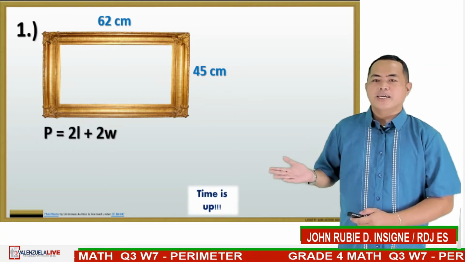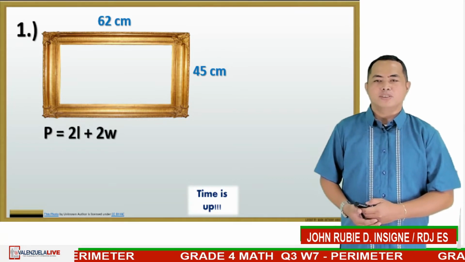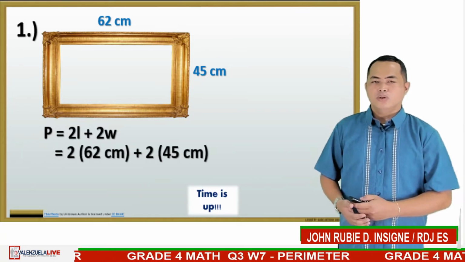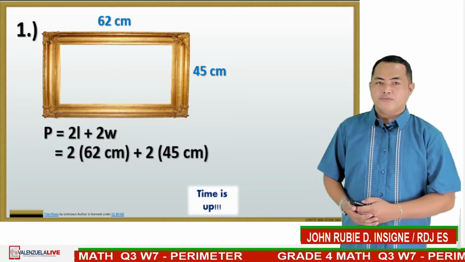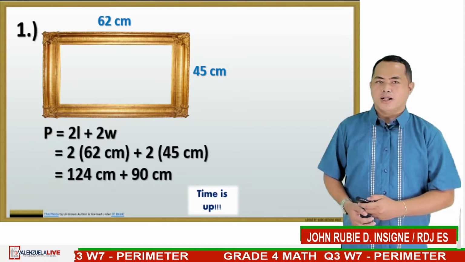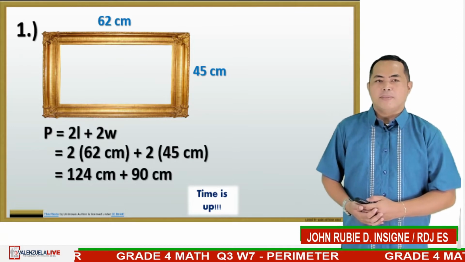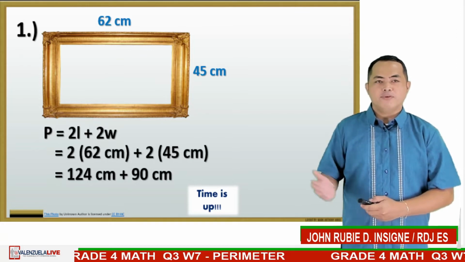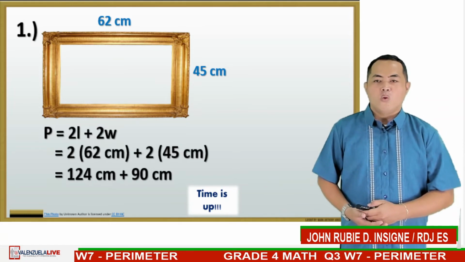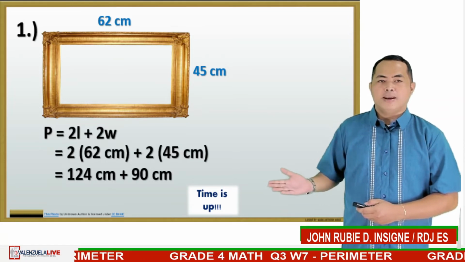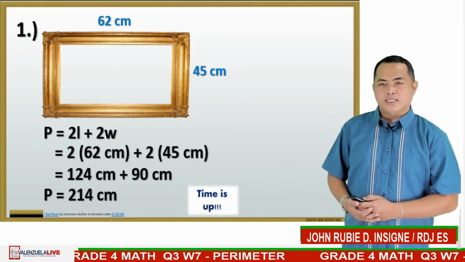First, write the formula P equals 2 times length plus 2 times width. 2 times 62 cm plus 2 times 45 cm equals 2 times 62 is 124 cm plus 2 times 45 cm is equal to 90 cm. Then add 124 cm plus 90 cm, so the perimeter is 214 cm.